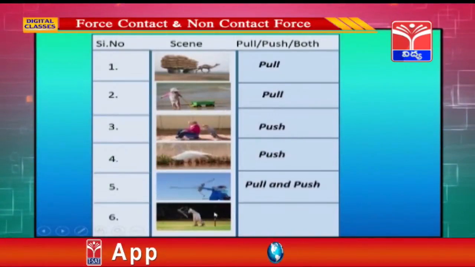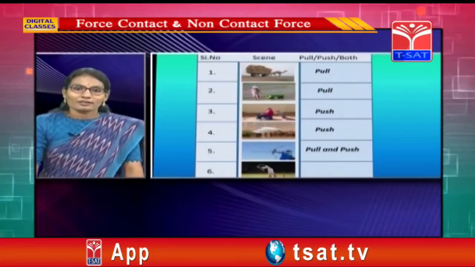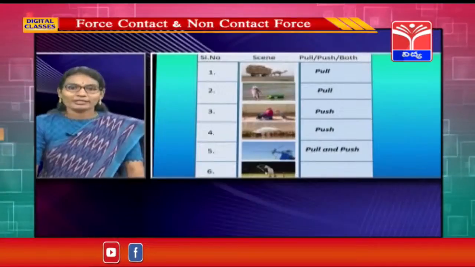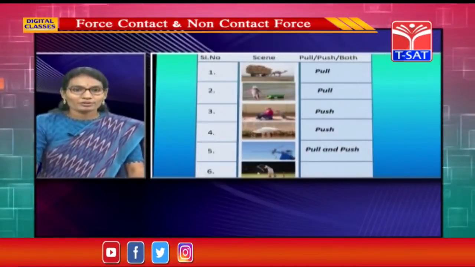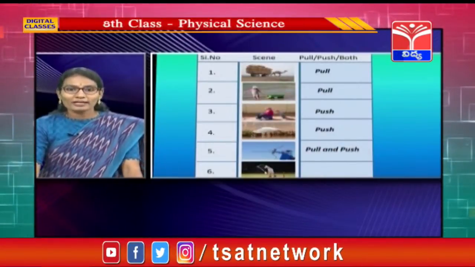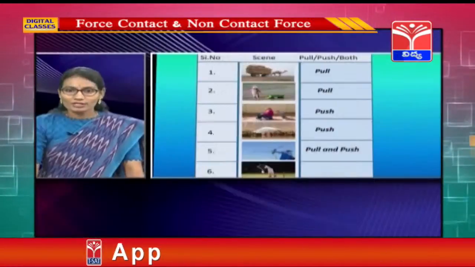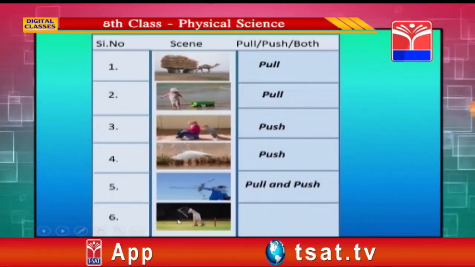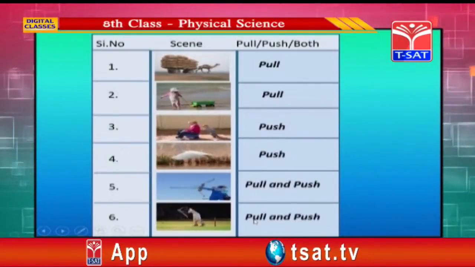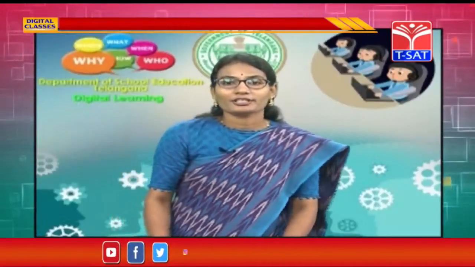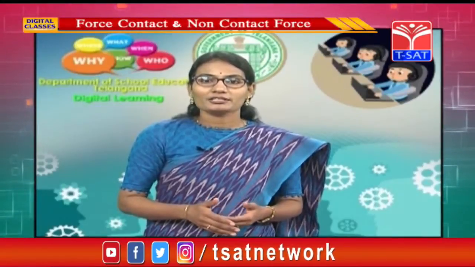And come to the last one, this is cricket, you know children. Everyone plays cricket. Here the batsman is going to hit the ball. Before hitting the ball, the batsman has to pull his bat in a backward direction. Then he has to push the bat in a forward direction to hit the ball. So in this action also both pull and push are involved. Children, in your textbook the table is given. You have to write which action is involved, pull or push or both, in the table.